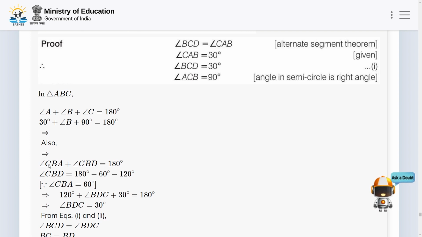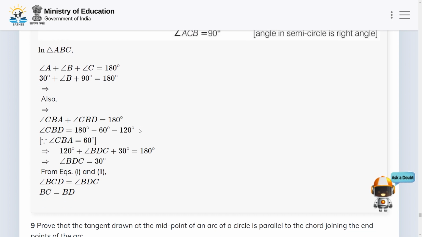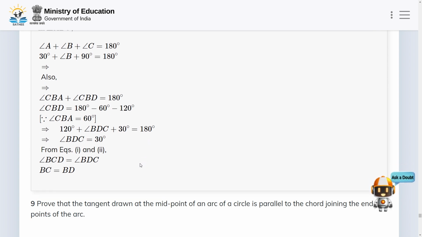Okay, so now it implies angle CBA plus angle CBD is equal to 180 degrees. So therefore angle CBD is equal to 180 degrees minus 60, that is 120 degrees, since angle CBA is equal to 60 degrees, and it implies 120 degrees plus angle BDC plus 30 degrees is equal to 180 degrees. Okay, and it implies angle BDC is equal to 30 degrees.